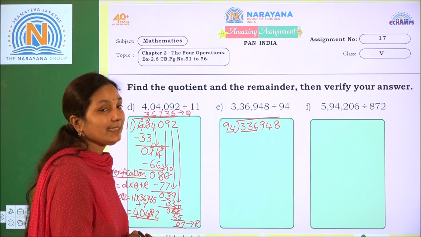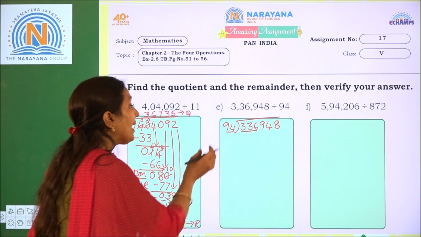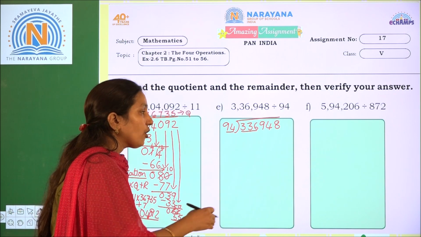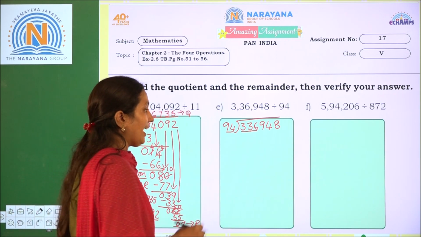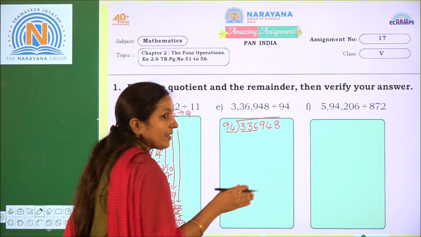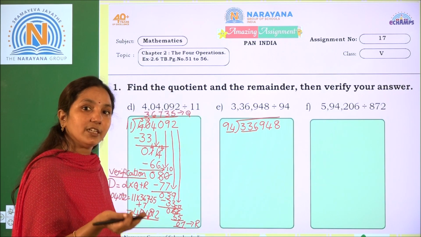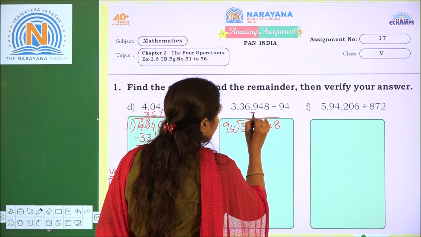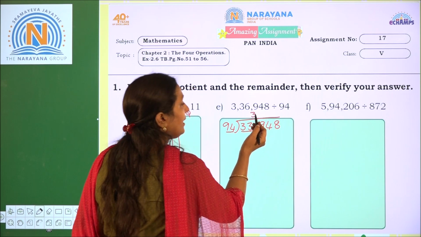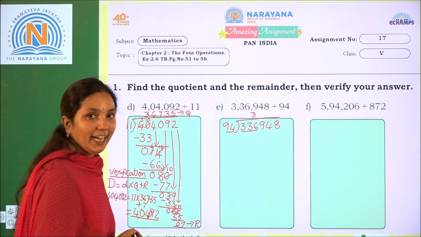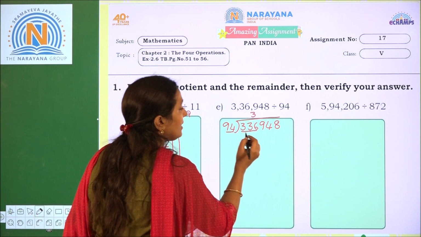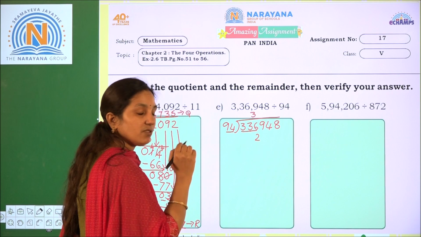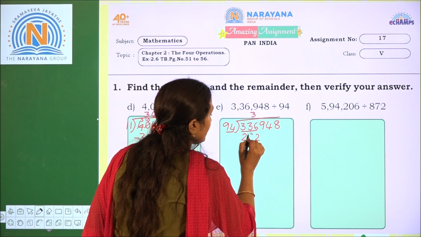Means 336. So how many 94s are there in 336? Approximately we can take 3 times, because if you take 4 times it will be greater. So I am taking 3 times. So 3 into 94. 3 4s are 12 and 3 9s are 27 plus 1 is 28.